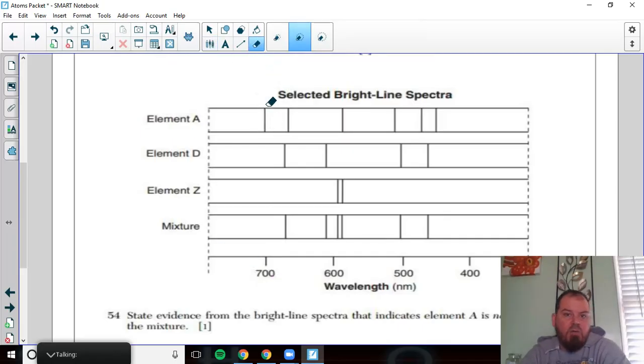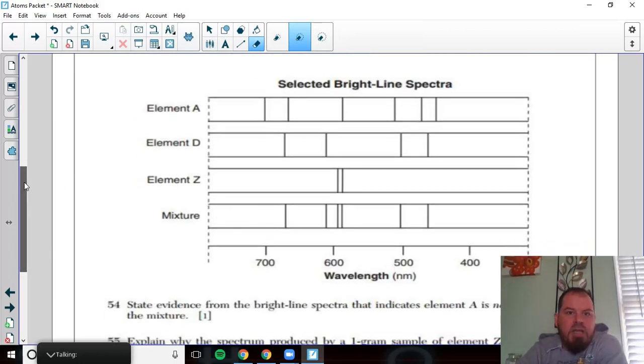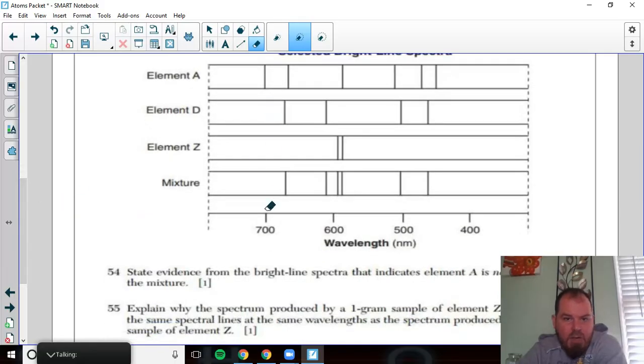And I believe that's what I wrote in the answer key, right? This line is missing in the mixture. You could say not all of element A's bands are present in the mixture, or you could identify the one at approximately 700 nanometers.